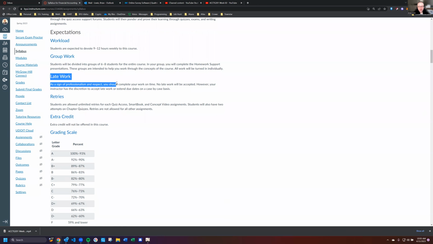Late work. Effectively, there is no late work. I expect, well, actually BYU expects that you complete your work on time. No late work will be accepted. I do have some discretion to extend some due dates, but those are rare, and it's what's called a, what is it called? Now that I'm thinking of it, I can't think of it.